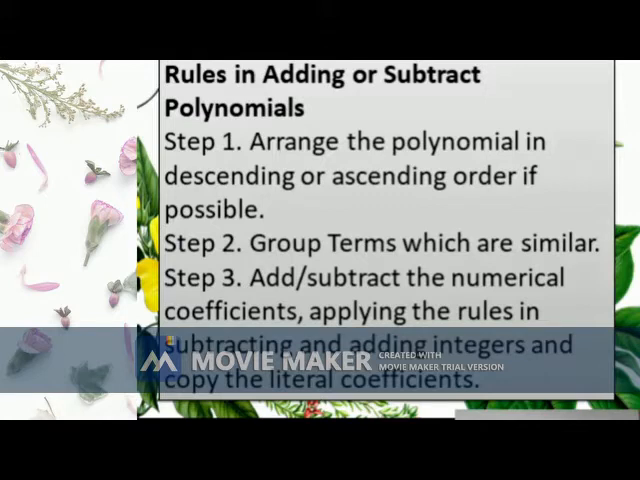Step 2, group terms which are similar. Meaning to say, you need to group the terms that look alike. So you can combine the x with the x's, the y's with the y's, the x squared together with the x squared. That's how it says on our step 2. Step 3, add or subtract the numerical coefficients, applying the rules in subtracting and adding integers, and copy the literal coefficients. So you just add the numbers, copy the letters together with its exponent.